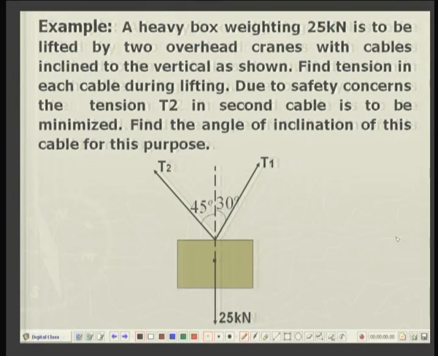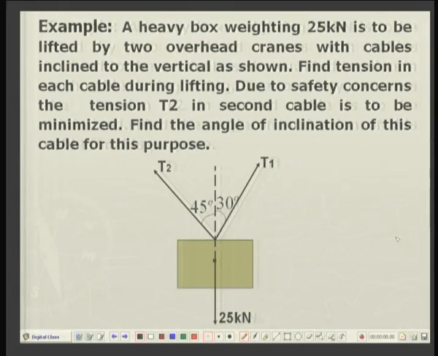We will take up another example. A heavy box weighing 25 kilonewtons is to be lifted by two overhead cranes with cables inclined. So, in a factory situation, you have a heavy box which is being picked up by two overhead cranes. The cable of one is inclined at 30 degrees to the vertical and the second cable is inclined at 45 degrees to the vertical. So, find the tension in each cable during the lifting operation.